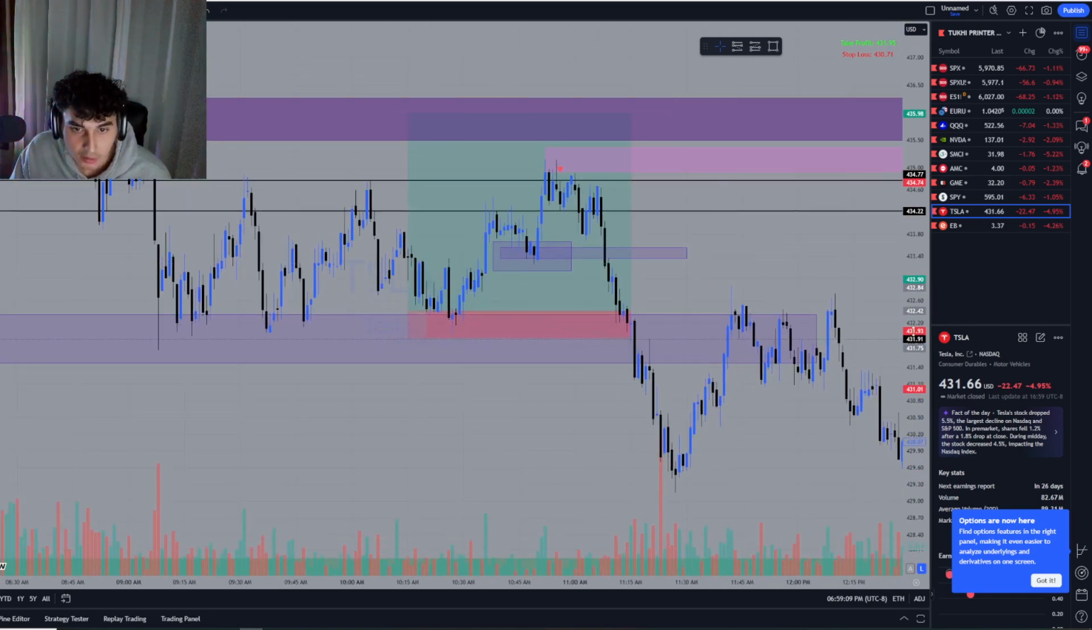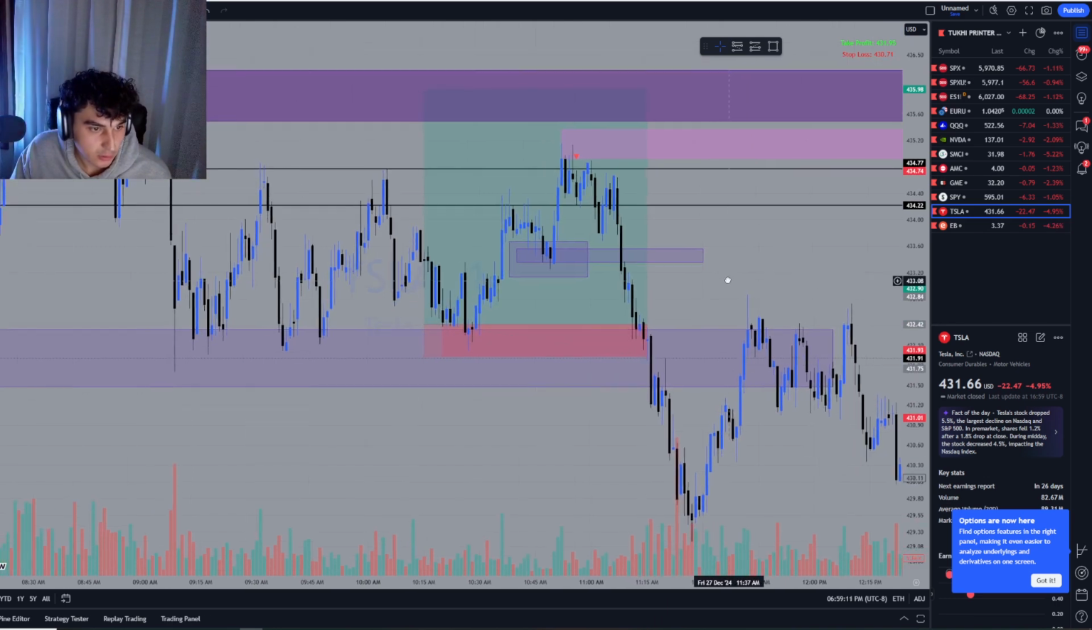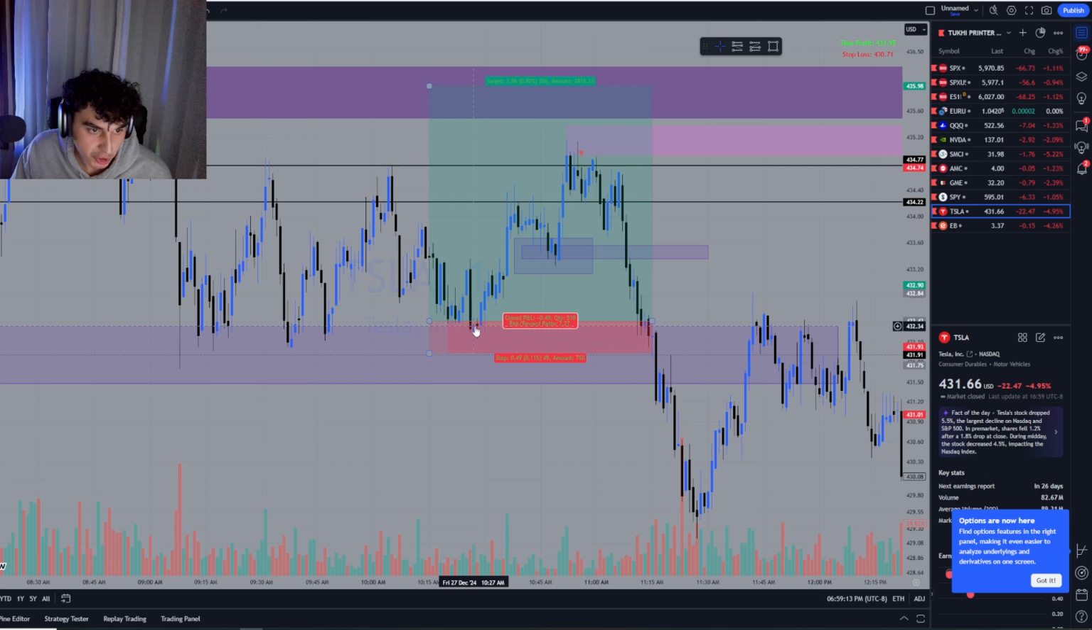So let's go here. We have our zone. We entered on this rejection and reversal. I alerted at 10:29 that I was in. So this candle was our 10:29 candle.